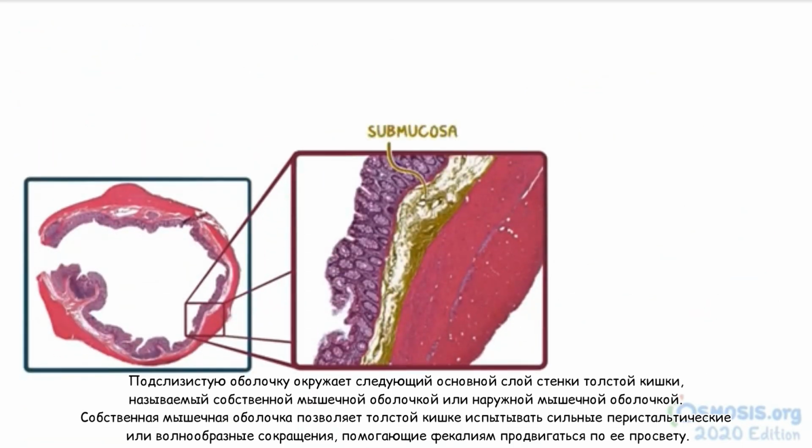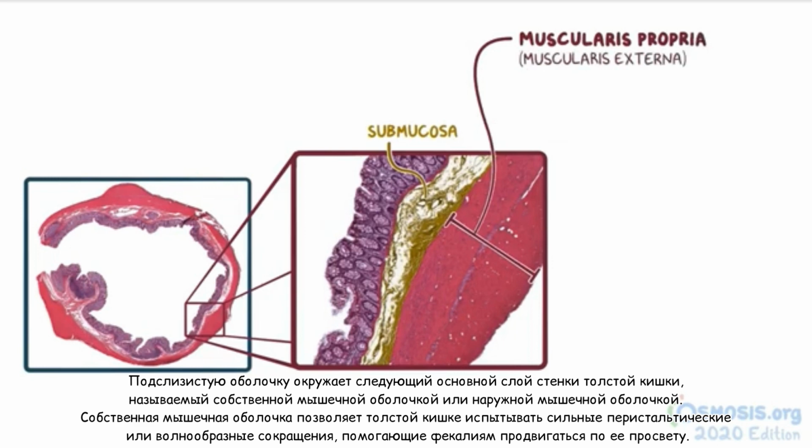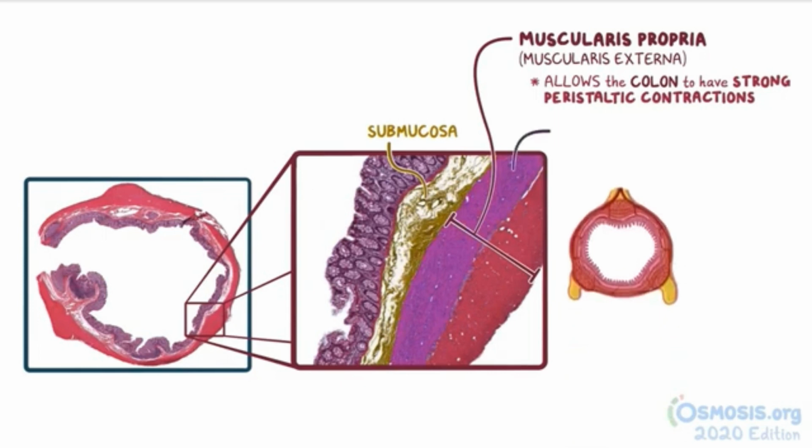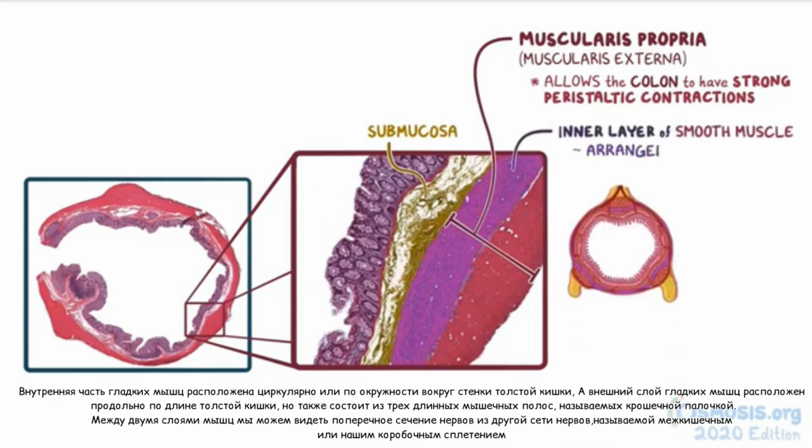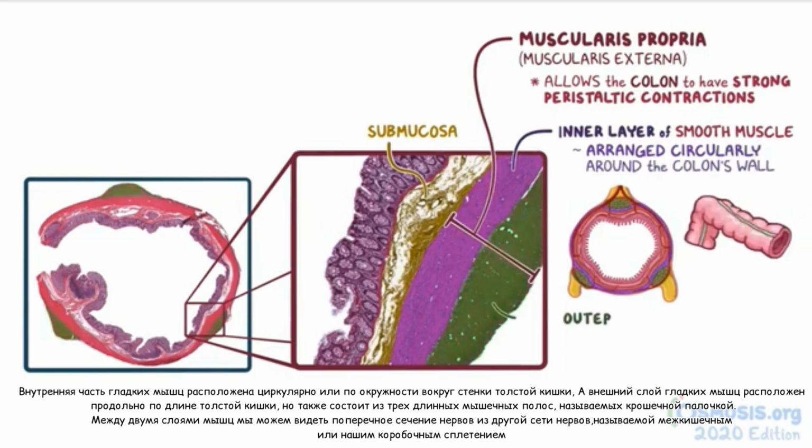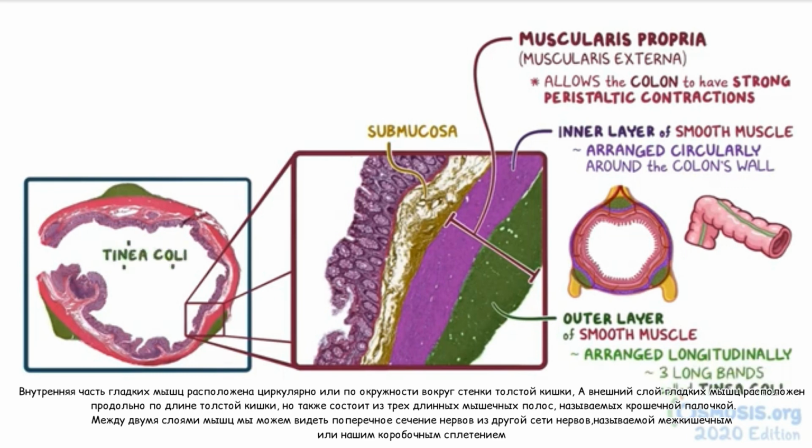Surrounding the submucosa is the next main layer of the colon wall, called the muscularis propria, or muscularis externa. The thick muscularis propria allows the colon to have strong peristaltic or wave-like contractions to help move the feces through its lumen. The inner layer of smooth muscle is arranged circularly, or circumferentially around the colon's wall, and the outer layer of smooth muscle is arranged longitudinally along the length of the colon, but it's also arranged into three long bands of muscle called tinea coli.